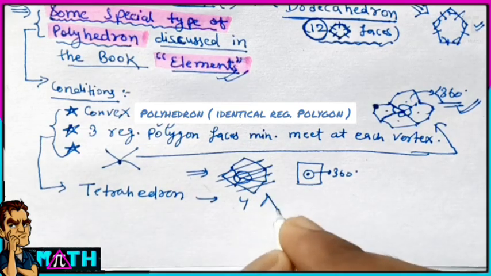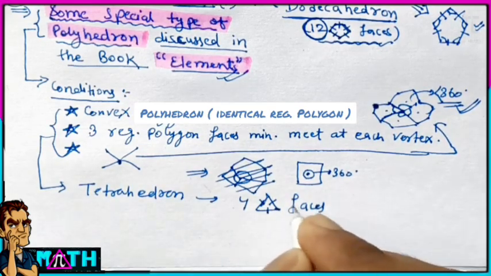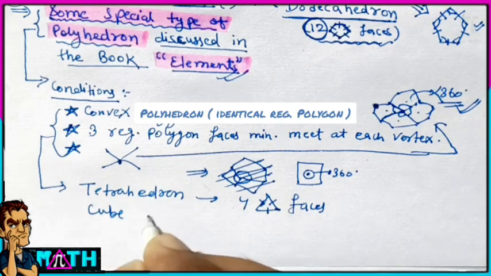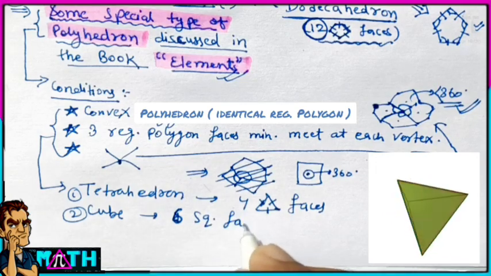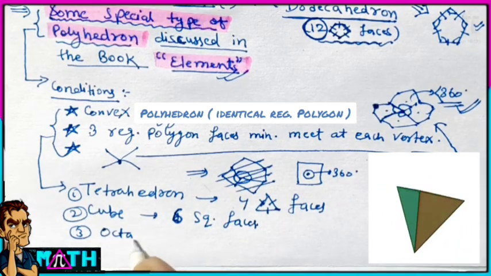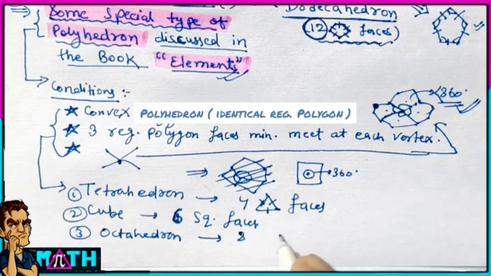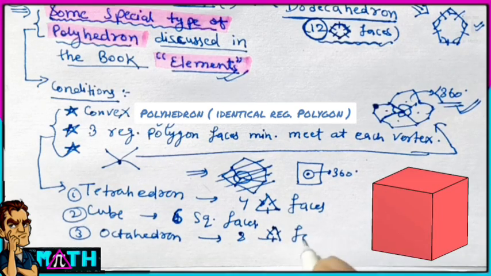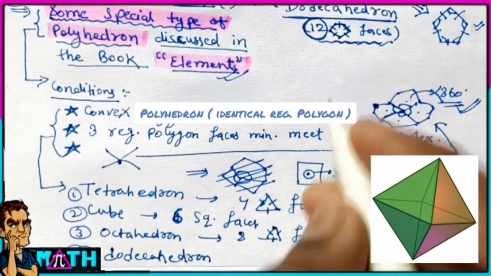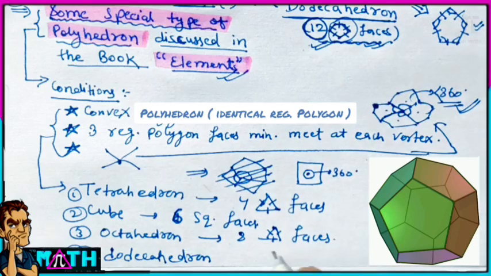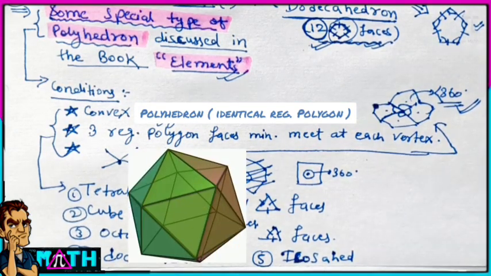We have only 5 types of Platonic solids, as written in the Elements, and only 5 types of Platonic solids are possible. The first one is the tetrahedron, which has 4 equilateral triangular faces, a regular polygon. The second one is the cube, which has 6 square faces. The third one is the octahedron, which has 8 equilateral triangular faces. The fourth one is the dodecahedron, which has 12 regular pentagonal faces. The fifth one is the icosahedron, which has 20 equilateral triangular faces.